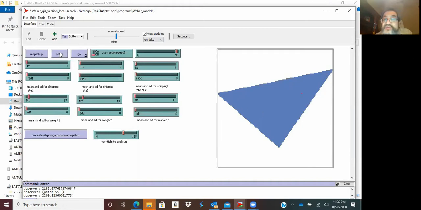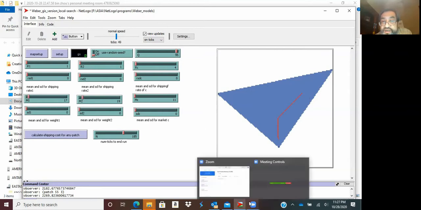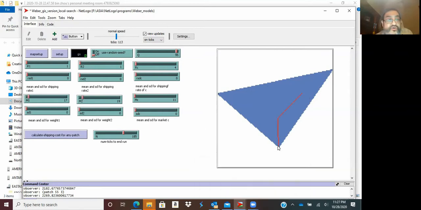Okay, we set up this random location within the location triangle. The random location is here. Now let's go and see what happened. Okay, the location is still going back this way.